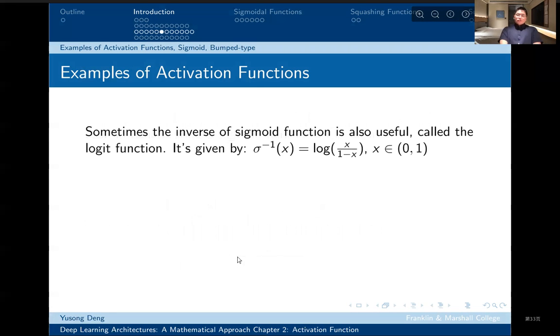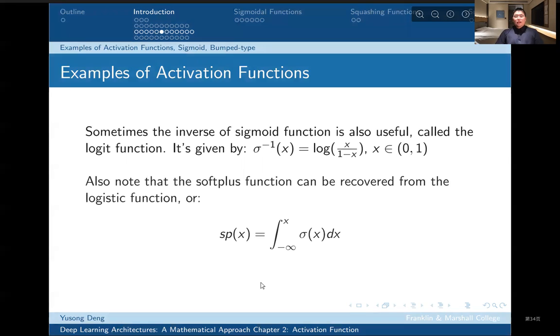All right. So sometimes the inverse of the sigmoid function will also be useful. We call it the logit function, and it is given by sigma to the negative 1 of x equals log of x over 1 minus x. Sometimes it will be useful, but for now we tend to just skip it. I also note that the softplus function we talked about before can be recovered from the logistic function, as I mentioned before. So SP equals the integral from negative infinity to x.